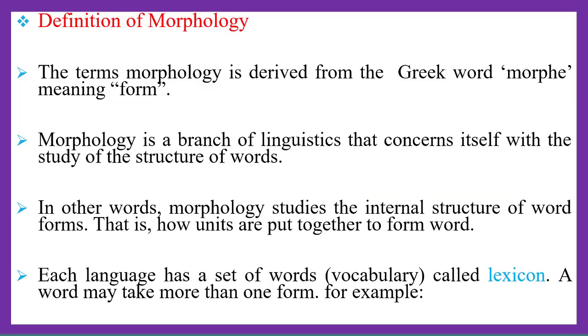The term morphology is derived from the Greek word morph. Morph means form. So when we talk about morphology, we have the word form of something, the form of words, right? Morphology is a branch of linguistics that concerns itself with the study of the structure of words, the form of words. So basically, morphology is a science that deals with how units are put together to form words, because in words we have units. That is the structure of words or the form of words.